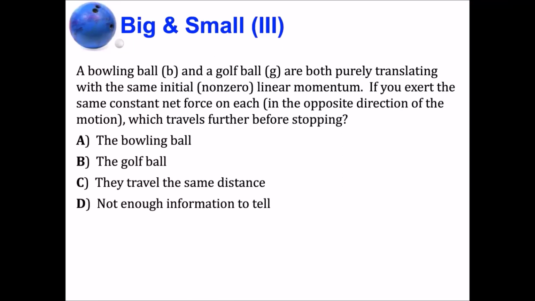The big and small problem number 3 revisits our bowling ball and golf ball that are both undergoing pure translational motion. As they begin moving, they have the same initial non-zero linear momentum. And as they move, we're going to apply the same constant net force to both balls. Those forces are going to oppose the motion of each ball. And over time and distance, that constant net force is going to cause each ball to come to a stop.